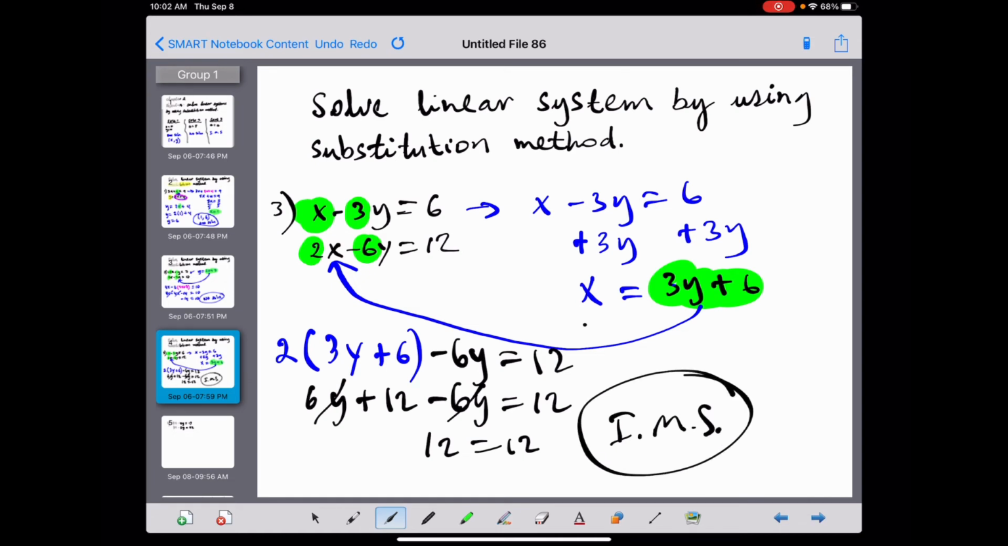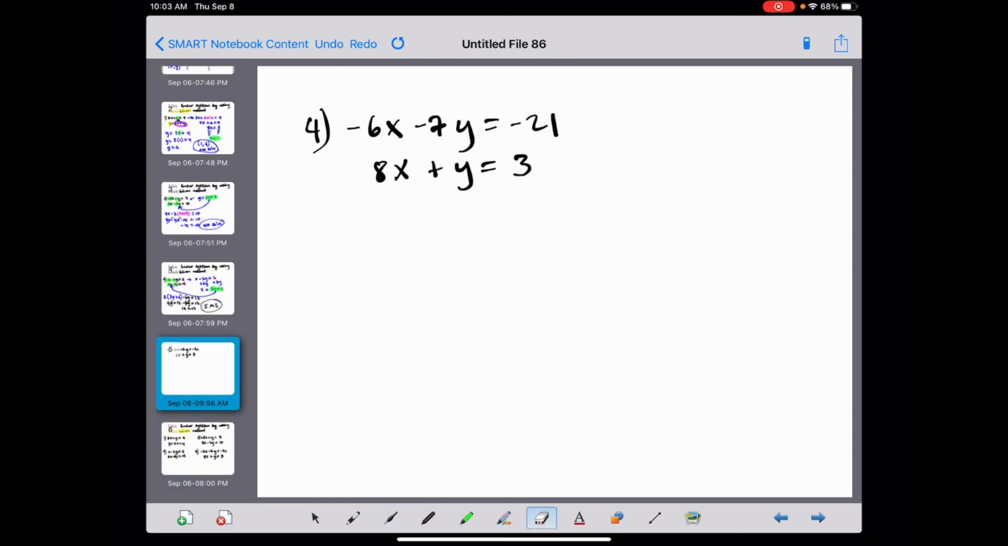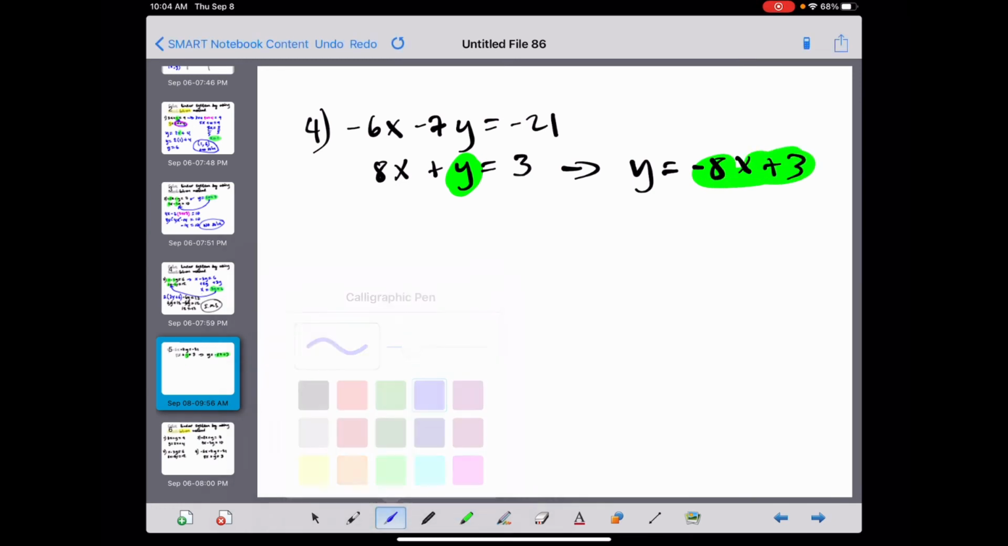Let's move on to number 4. Okay, in number 4, notice none of the letters are solved for us, so we have to decide which one is easier to solve. And in this case, I would pick the second equation and solve for y, okay? So here I'm subtracting 8x from both sides, so I get y equals negative 8x plus 3. Then I'm going to use this answer and plug it into this y right here, okay?